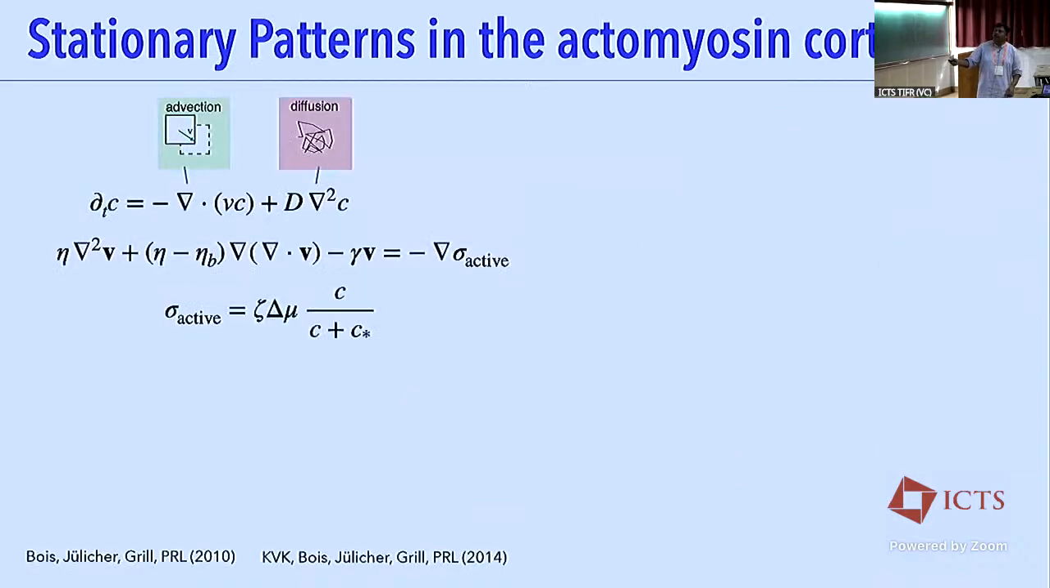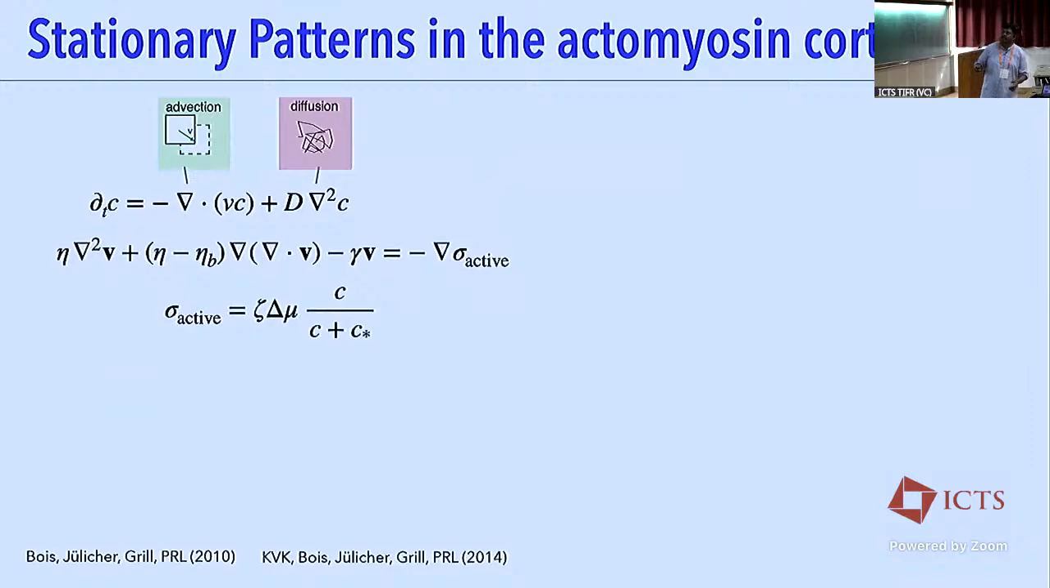I look at one concentration field. It advects, it diffuses. The concentration field C generates an active stress. The gradients of the active stress generate a flow. So the flow will feed back into the concentration field. Now we have a coupled system of equations between the concentration field and the flow.